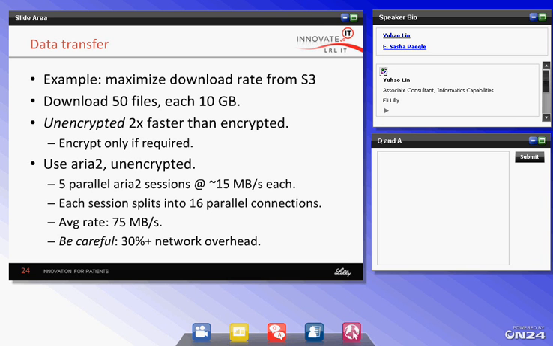There are some side effects to these massively parallel download tools. One is that Aria2 will produce network overhead if you do a lot of different connections. So for example, if I'm downloading at a rate of 75 megabytes per second, the total network traffic used is actually more than 100 because of the overhead.